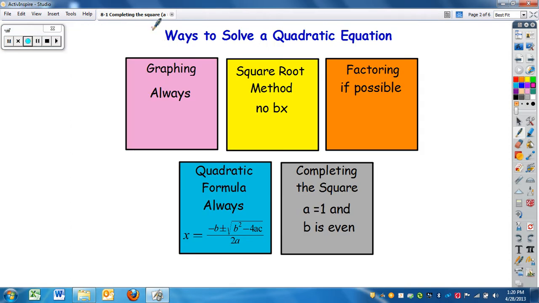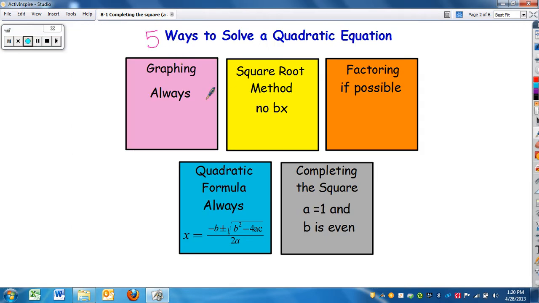So there are 5 ways to solve a quadratic equation. You can always graph. Remember when we're graphing, we're finding the x-intercepts. Those are our solutions. We can use the square root method when there's no bx. We can factor if it's possible, and remember everything needs to equal 0 when we're factoring. We can use the quadratic equation. You can always use the quadratic equation to solve. It's just very long. And again, it needs to equal 0 to use the quadratic equation. And then your last method, which is completing the square.